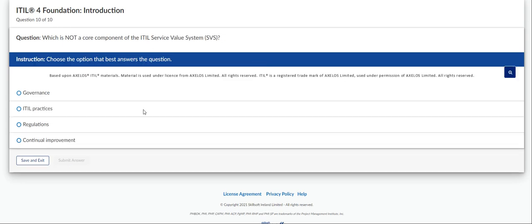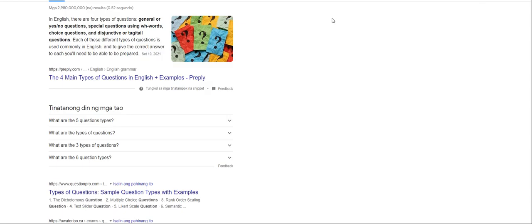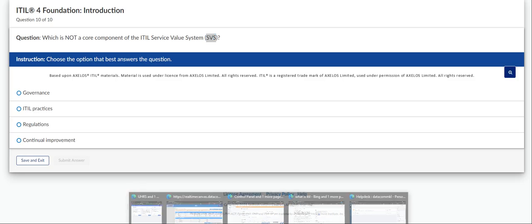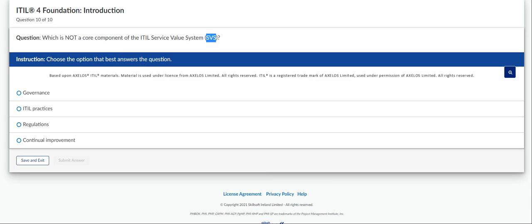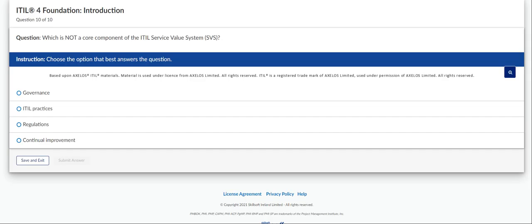Okay, last question. Which is not a core component of the ITIL service value system, SVS? ITIL practices. Okay, this one I forgot. It's a long module earlier that I took. So, hold on here. SVS or ITIL.